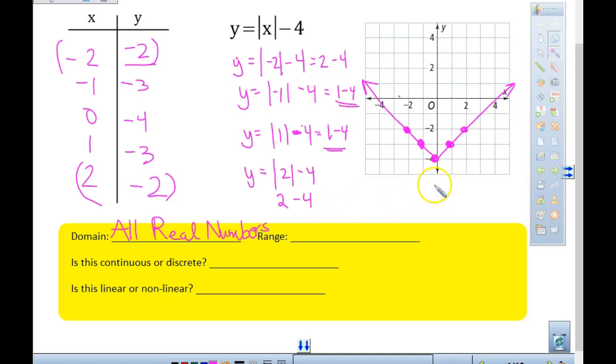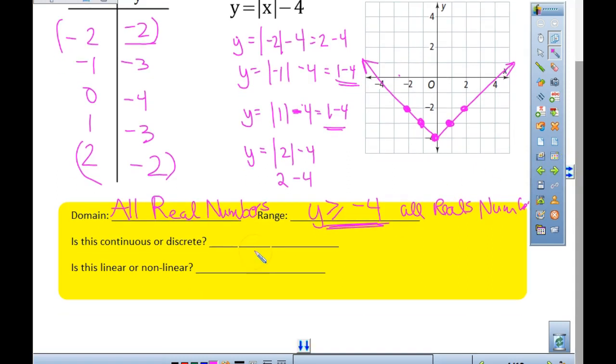Where are my y values? What's the lowest y value you have? Negative 4. So y is greater or equal to negative 4 for all real numbers. Okay. Now usually you don't have to put this all real numbers after, because if you put greater or equal to negative 4, we're going to know that that's what you're talking about. The question is continuous or discrete, and ours should be continuous. Linear, nonlinear? Nonlinear.